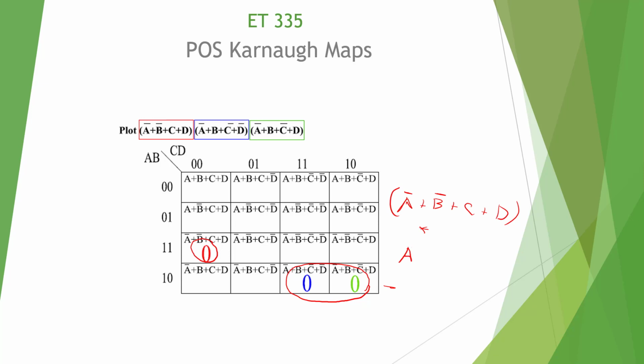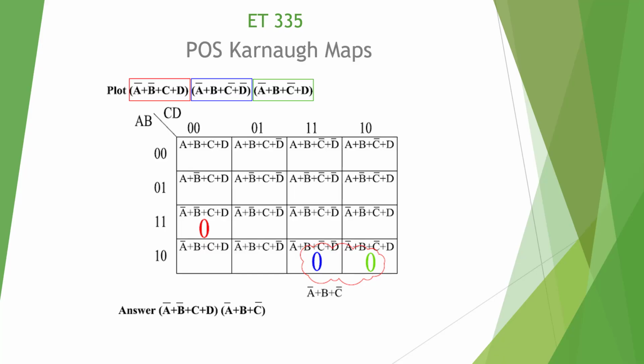We have A bar. Looks like B. C bar. And we need pluses. And D is gone because it's contradictory. Good. Okay, here's our colorful answer, and looks like we nailed it. Good job.